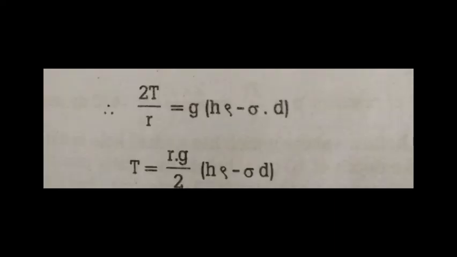If T is the surface tension of the liquid, then the excess pressure inside the bubble is 2T upon r. Therefore, 2T upon r is equal to g into h rho minus sigma D. Therefore, T is equal to r g upon 2 into h rho minus sigma D. Just by measuring h and D, the surface tension of any given liquid can be determined.